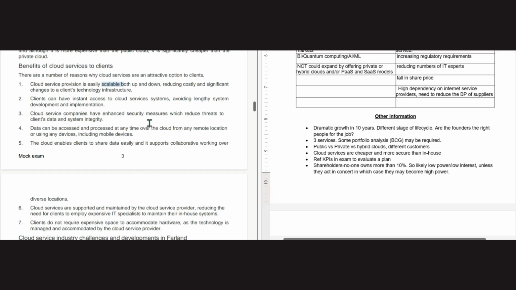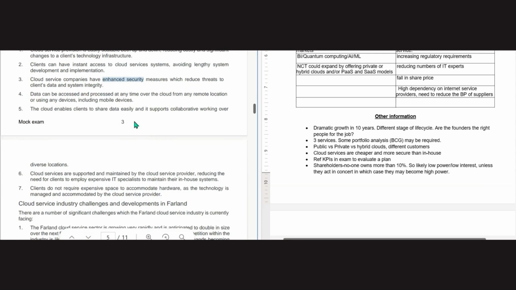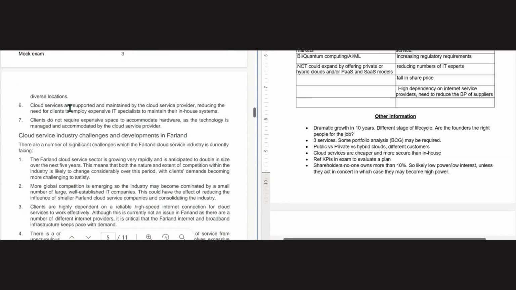Instant access. They don't have to wait until they invest in all the technology and the people and so on to have the service. They have enhanced security. Well, we certainly hope they do, because we don't want them losing our data. It can be accessed and processed at any time from any remote location. So you can work remotely with cloud. You can share data more easily with cloud, and obviously you can work in diverse locations.